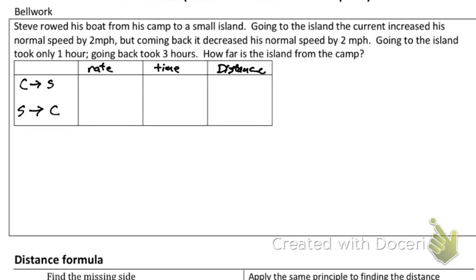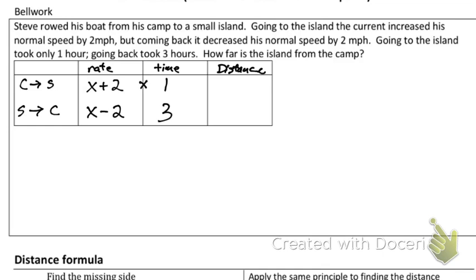So it says, when he's going to the island, the current increased his normal speed by 2 miles per hour. So I'm going to call his normal speed x. So we'll say his rate is his normal speed plus 2 miles per hour. Coming back, it slows down, so we have x minus 2. Going there took 1 hour. Coming back, it took 3 hours.